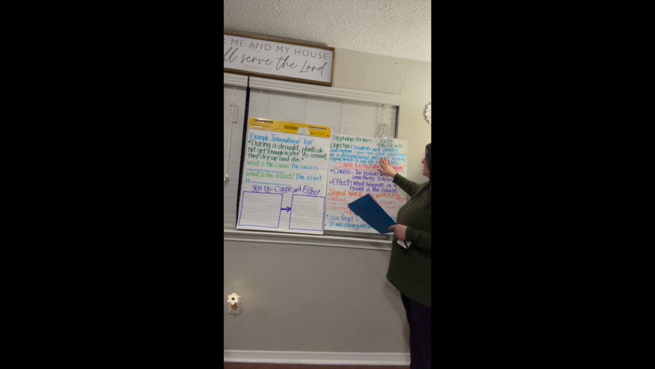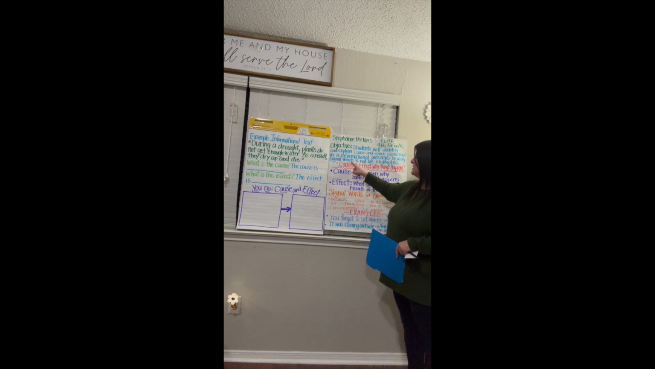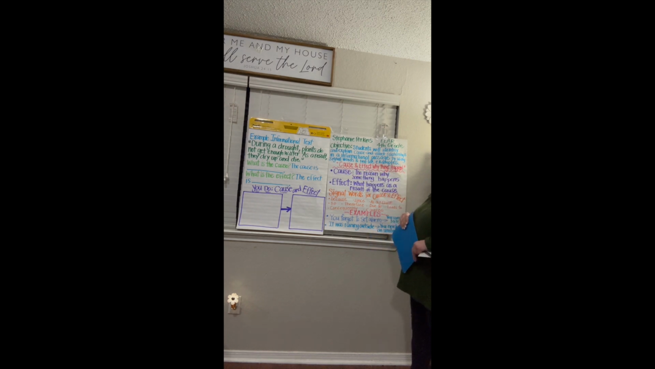Our objective for today is students will identify and explain cause and effect relationships in an informational text by using signal words and real life examples. Before we do that, we need to look at our definition of cause and effect. So let's read it together. Cause, the reason why something happens. It's the reason. And let's do this one. Ready, go. Effect, what happens as a result of the cause.